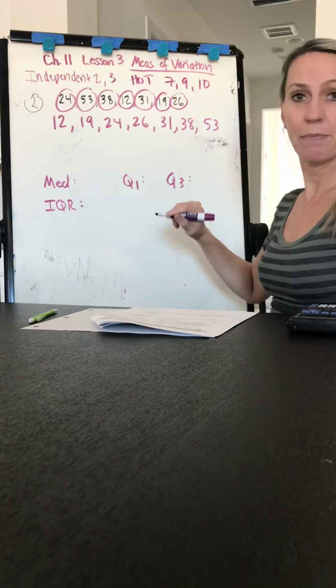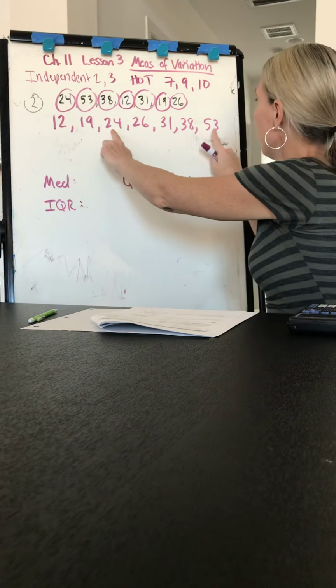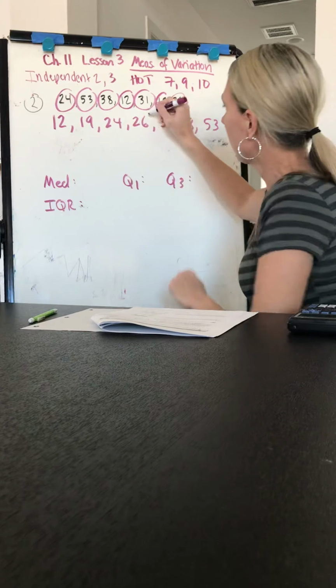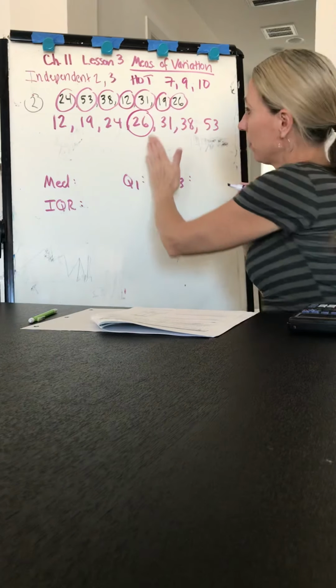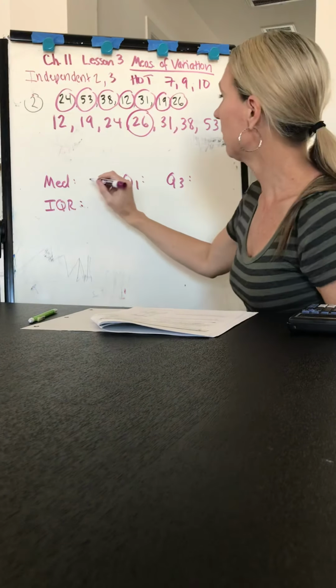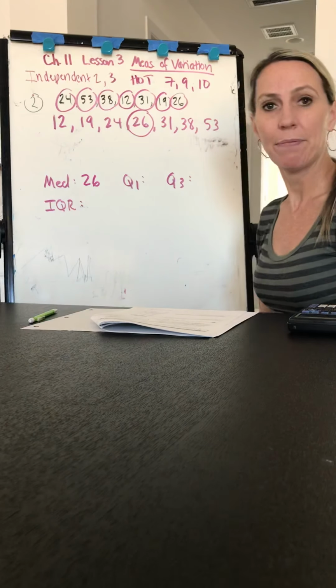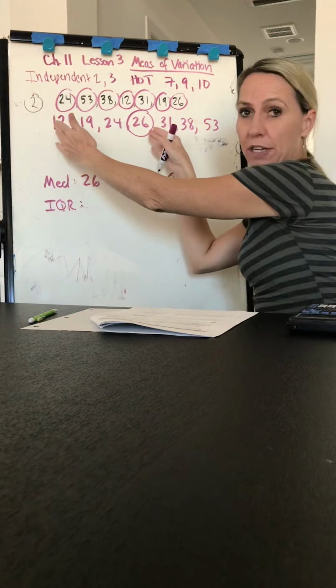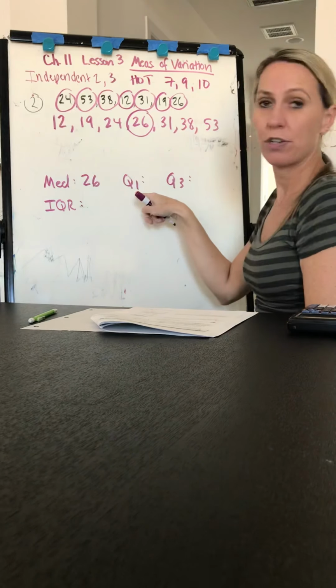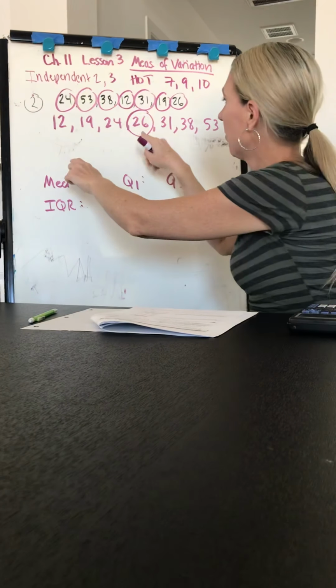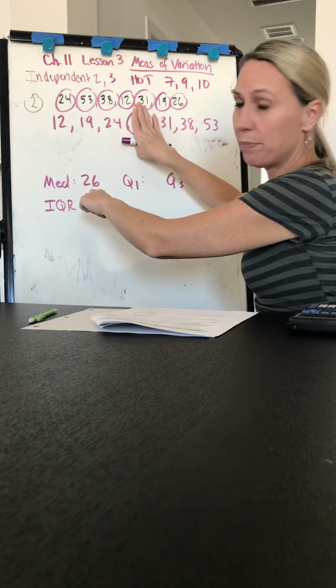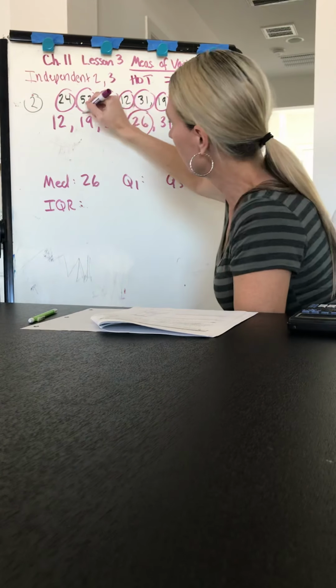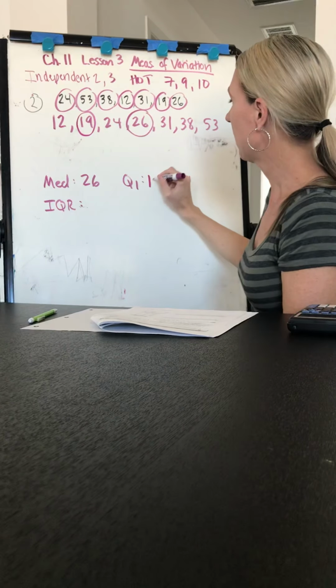Okay. So to find the median, take your fingers, 1, 2, 3, 1, 2, 3, and the median, or the middle, which cuts the data in half, is 26. Then you take the lower 50% of your data to find quartile 1 and find the median again. You can ignore the actual median, and from here, you go here, and that's going to be 19.